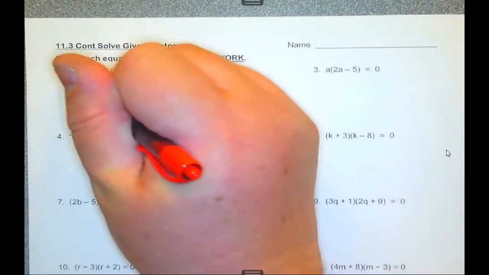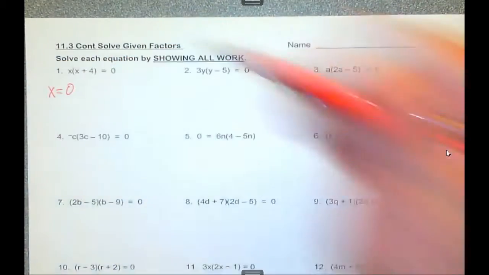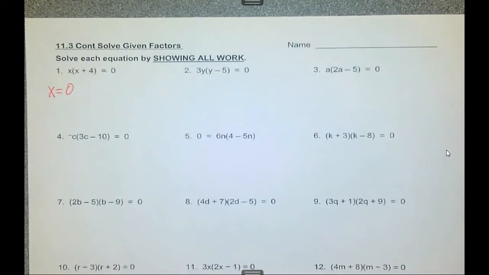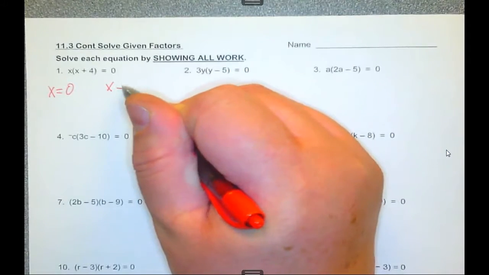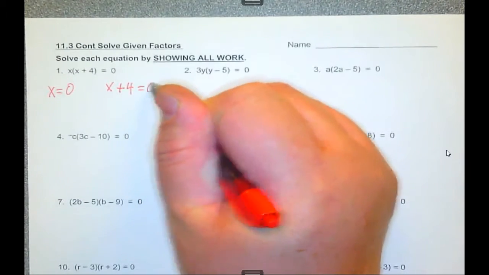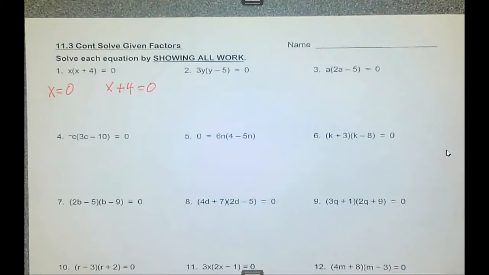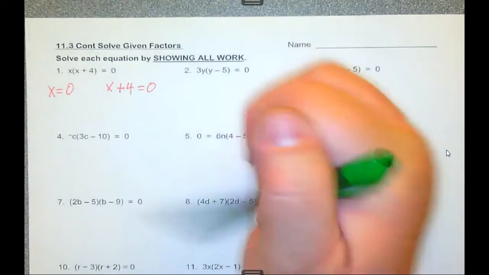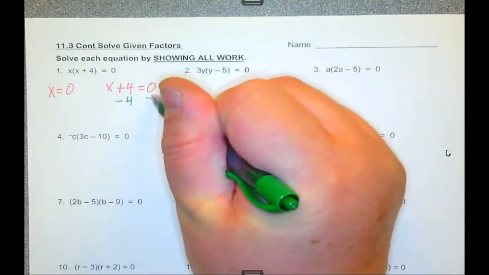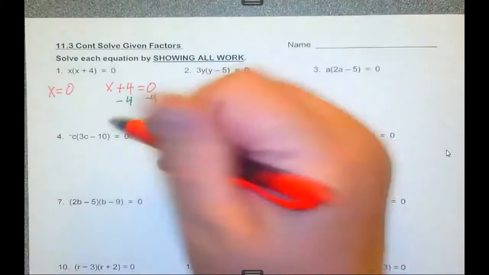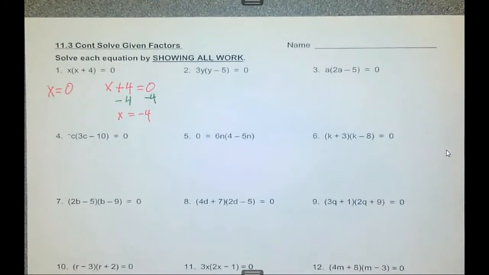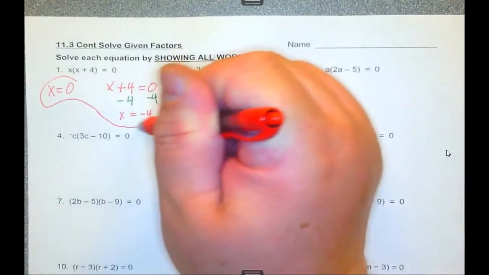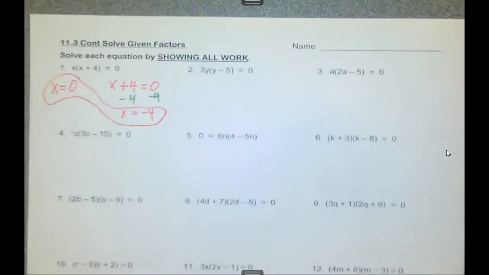So that's exactly what we do. Set this factor, x, equal to 0. Well, there's nothing more we have to do there, x equals 0. And we set this factor equal to 0: the quantity x plus 4 equals 0. Then we have to get x by itself, so we subtract 4 from both sides, and x equals -4. So all you have to do is set each one of those factors equal to 0 and solve for x.